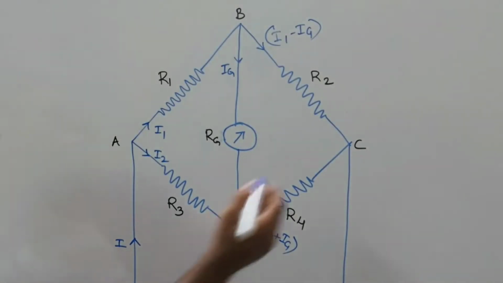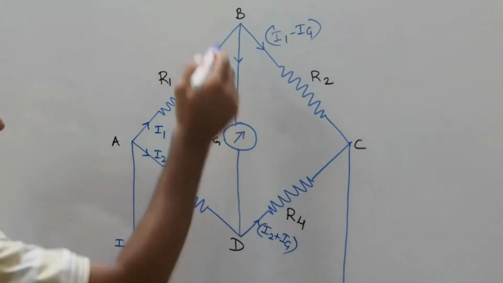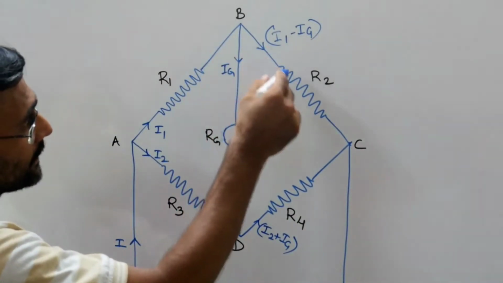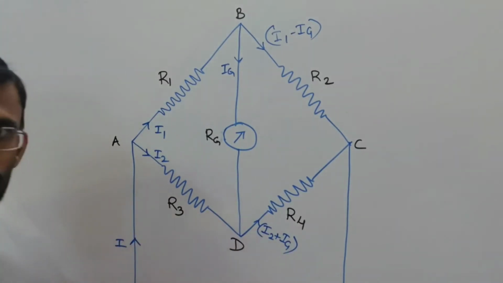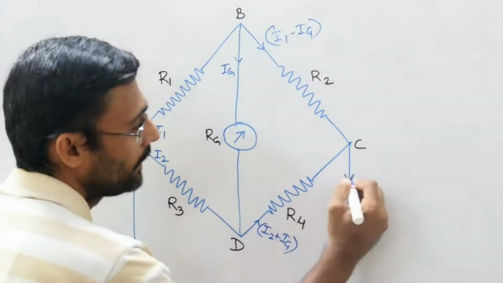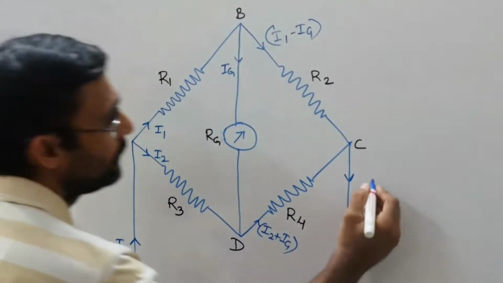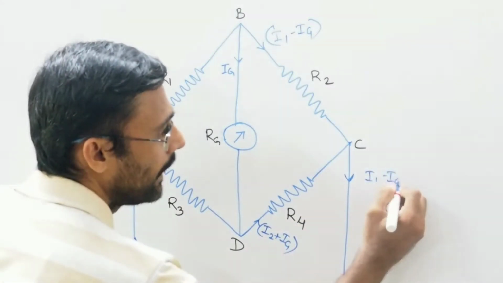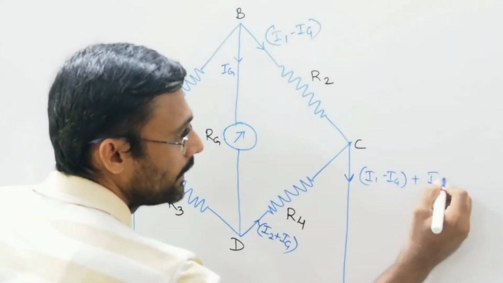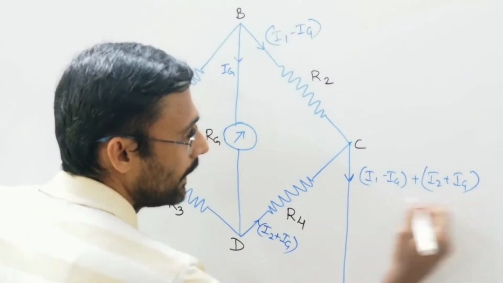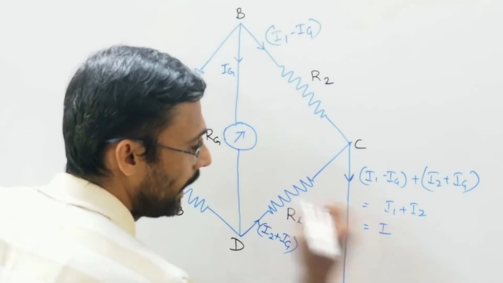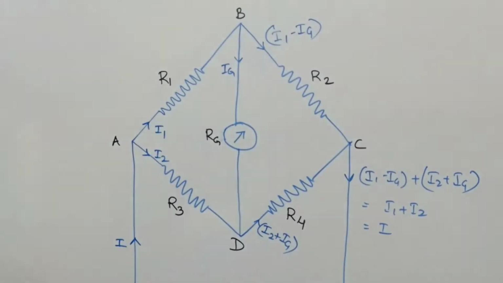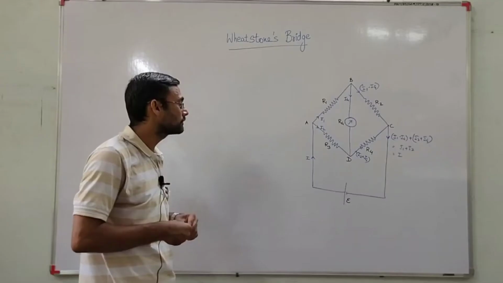So at point C, the current I1 minus Ig is coming from R2, and from R4, I2 plus Ig is flowing. So the total current that will come out from C will be equal to I1 minus Ig plus I2 plus Ig, and that is equal to I1 plus I2, which is equal to I over here. So using Kirchhoff's first law, we have drawn the directions of the current in the circuit.